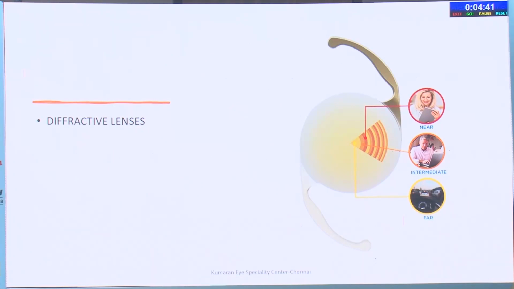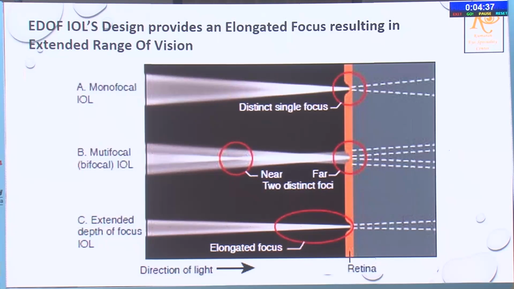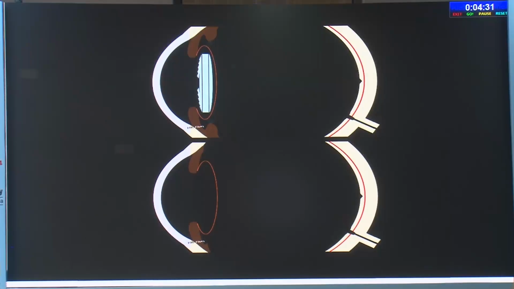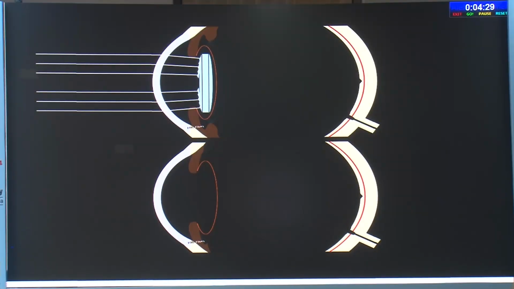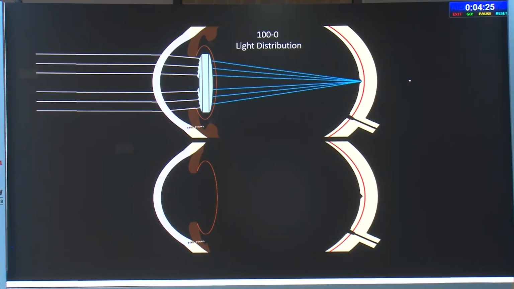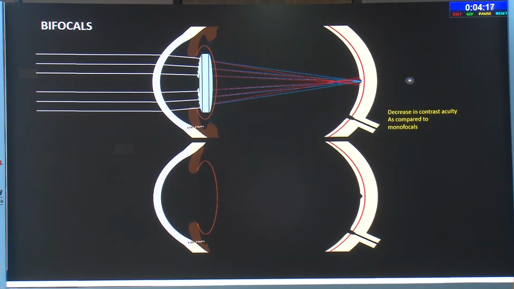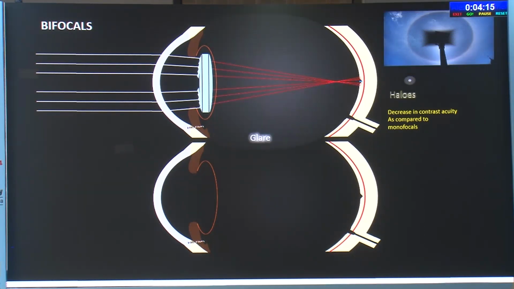So this is how a diffractive lens works. The center is for far, intermediate, and near, which all of you will be knowing. The major disadvantage, I told you, is how it causes glare and halos. We know a monofocal lens produces a single point focus, and all the light goes into the focal point, so there is a pinpoint source and there are no glare and halos. When you come to a bifocal, we know there are 2 focal points. When one is in focus, the other is defocused, and this produces glare and halos.